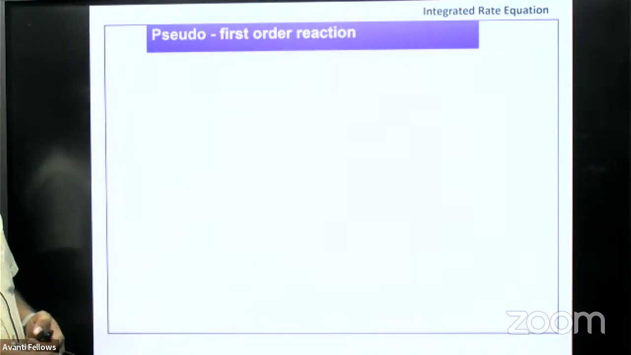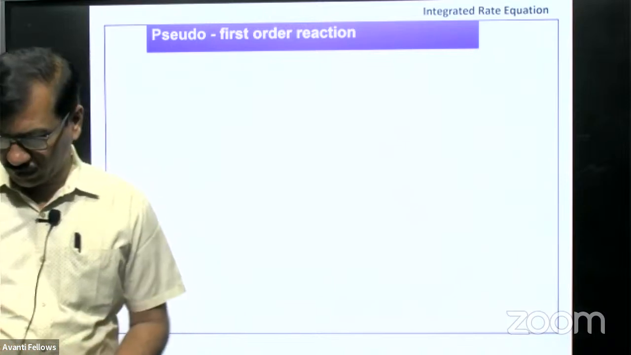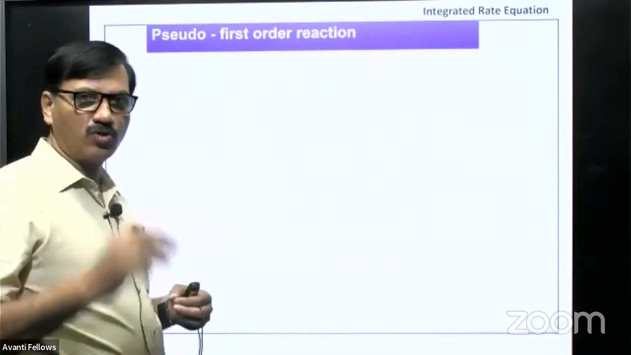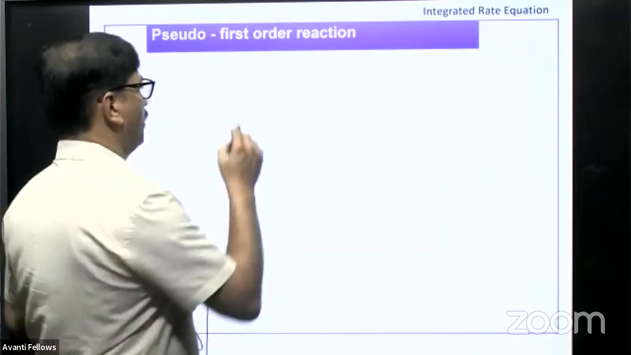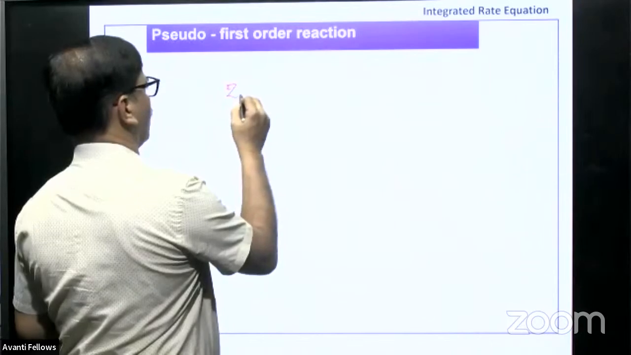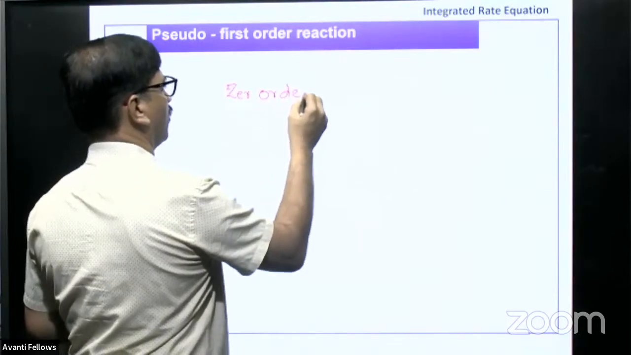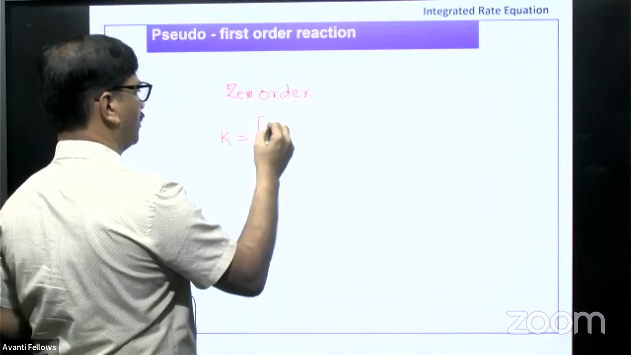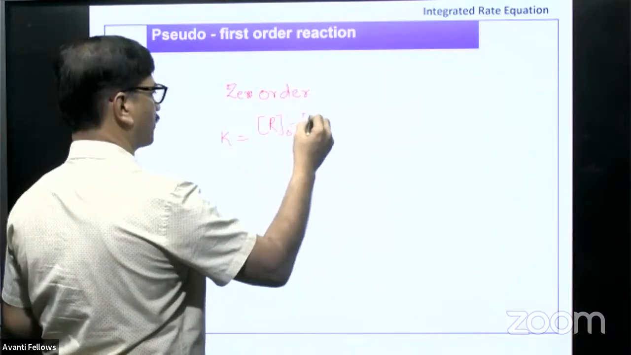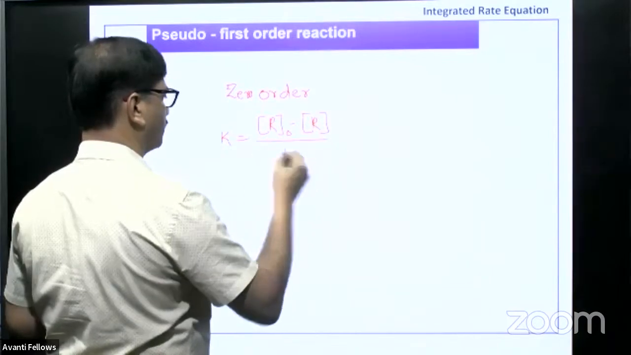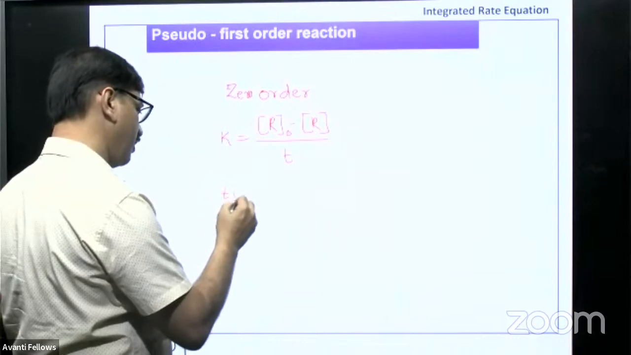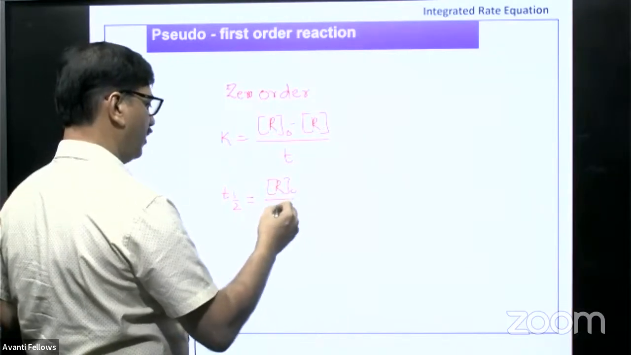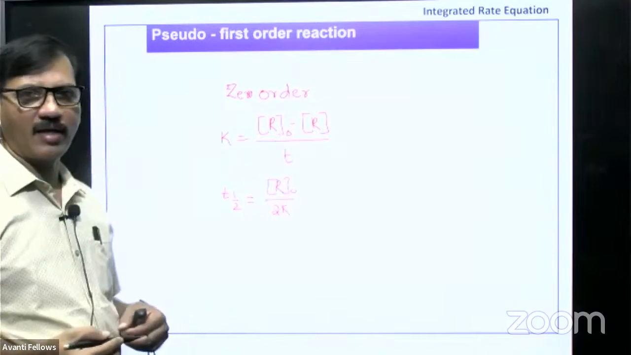Right? So there are some reactions. Before going to the pseudo first order reaction, we have derived some mathematical expressions that you're supposed to remember. Most of the questions in this chapter are from these expressions. So for the zero order reaction, K is equal to R naught minus R, divided by t. And t half for the zero order reaction is R naught by 2K.